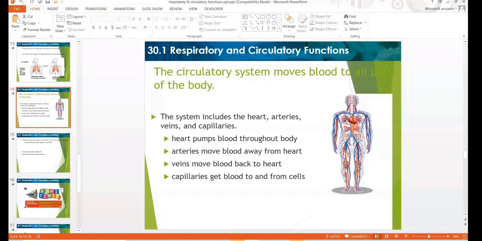And what are the blue blood vessels here? Veins, they carry the blood from the cells to the heart. Excellent. And it is the oxygen-poor blood, so that is why it is shown in blue here. And what are the capillaries?